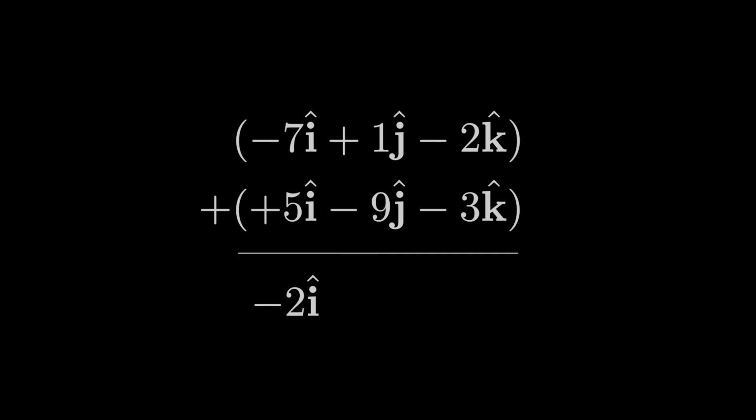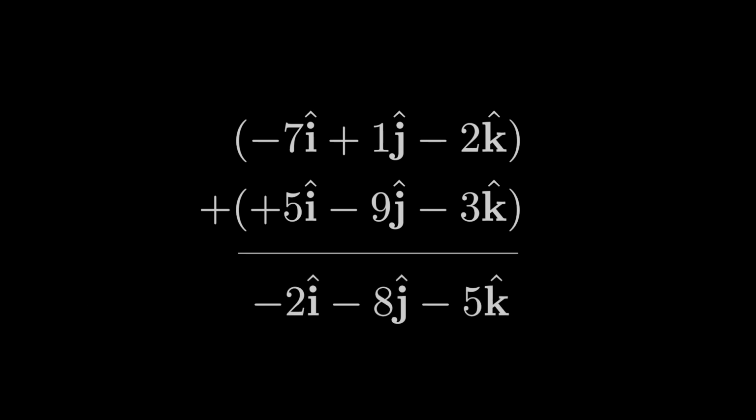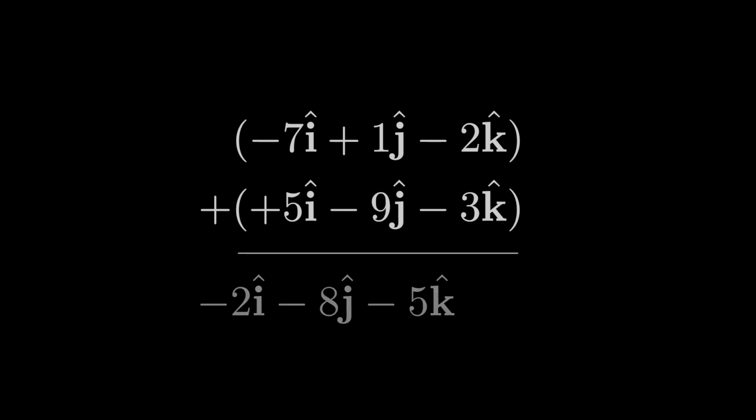Similarly, if you take +1 and add it to -9, you're left with the j hat component of the resultant vector, or -8. Finally, if you add the k hat component of the first vector, which is -2, to the k hat component of the second vector, which is -3, you're left with the k hat component of the resultant vector, or -5.